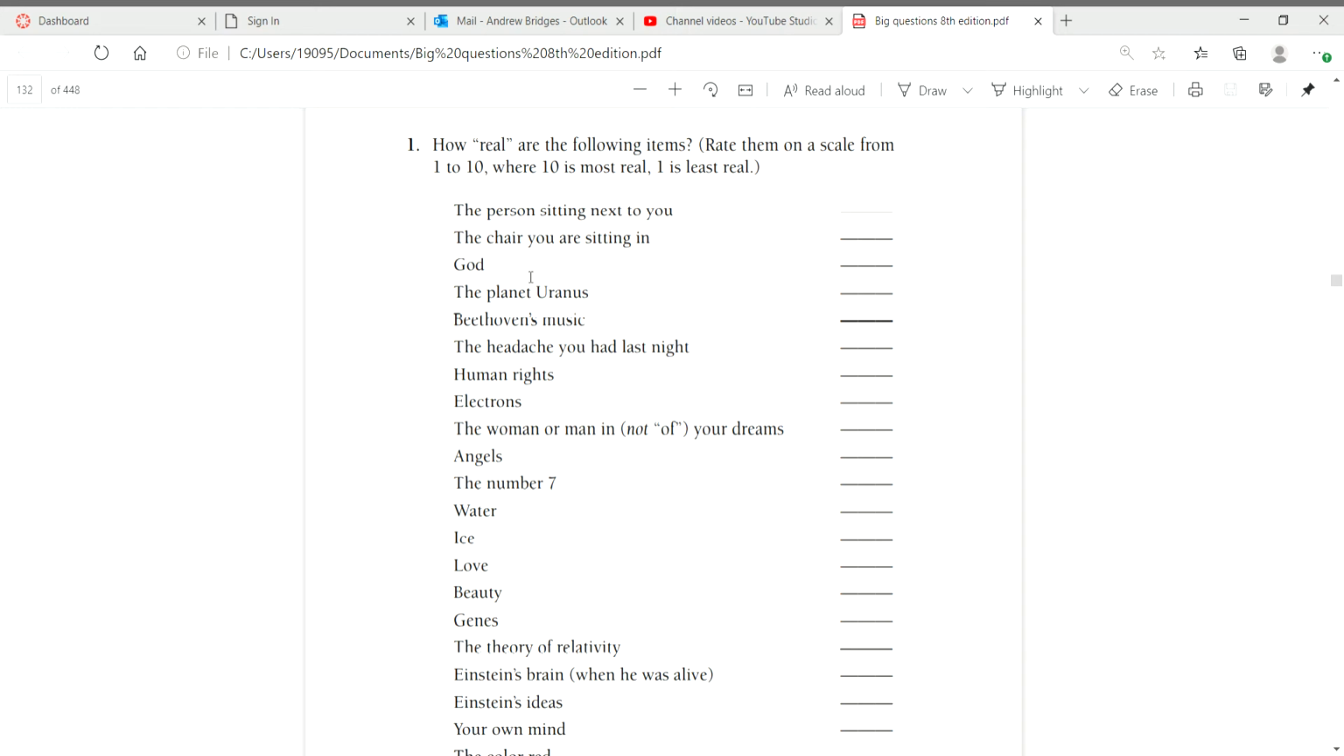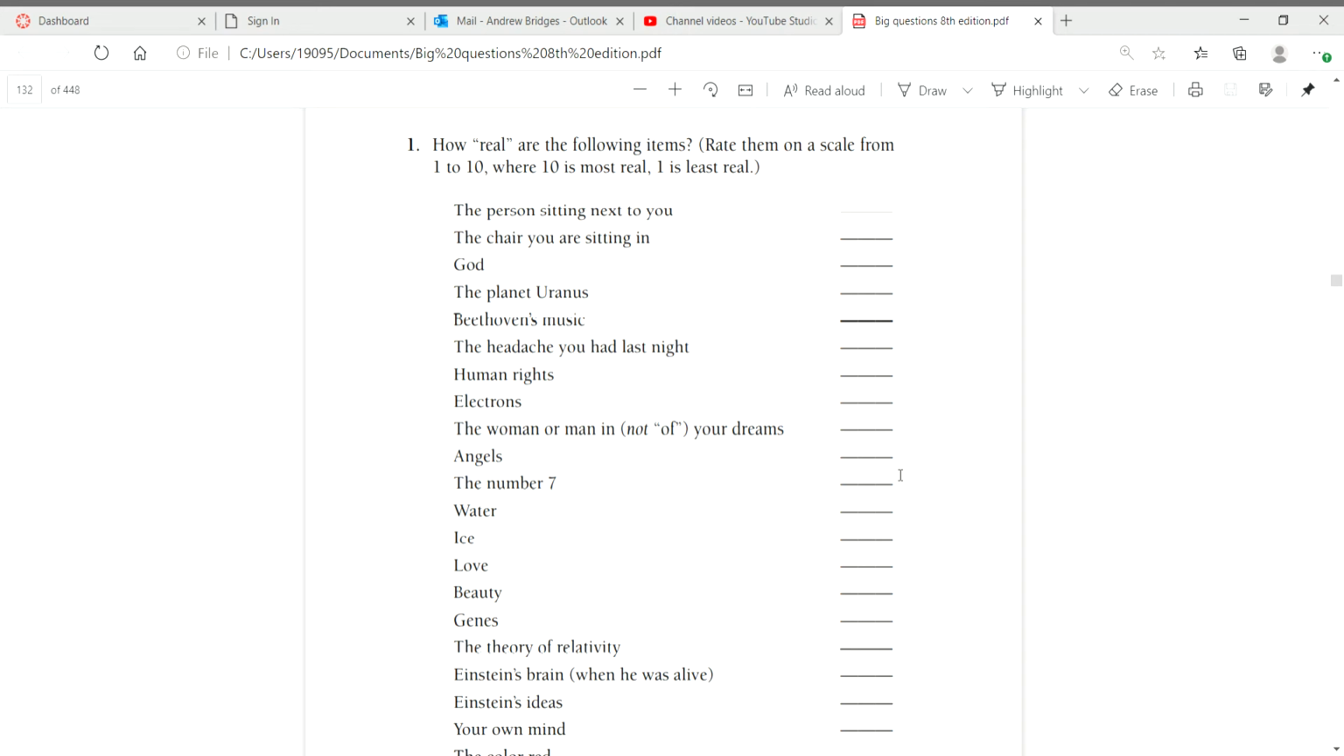So does the person sitting next to you, if there's a person sitting next to you, and the chair you're sitting in, are they about as real? Is the person more real than the chair? And if so, how and why? Now, again, you won't be writing the how and why yet. That'll be in the closing question 3. You're just going to sort of be organizing your thoughts.